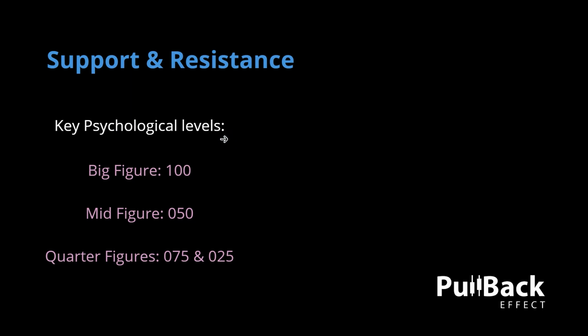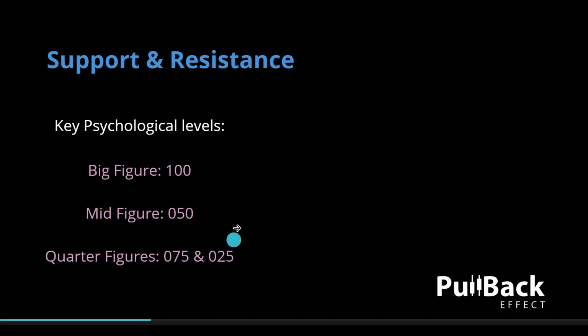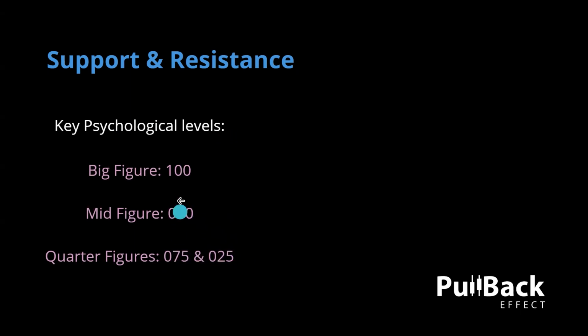Now, the reason they're called quarters levels is because they go up or down from quarter to quarter, right? We have the big figure, which is 100 levels, the mid figure 50 levels, and the quarter figures 75 and 25. Thus, you have the 25, 50, 75, and 100 big figure levels.